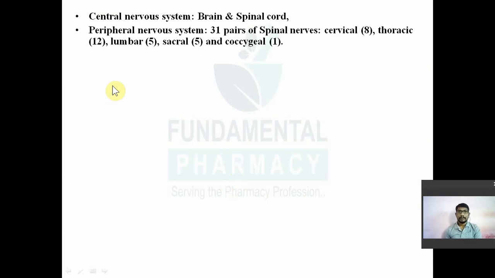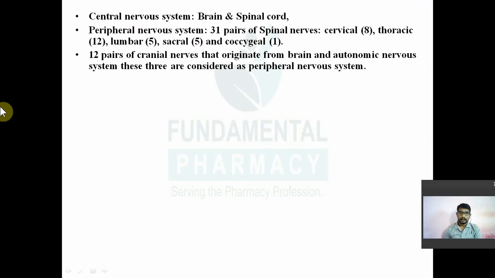Central nervous system consists of the brain and spinal cord. The peripheral nervous system consists of different pairs of nerves. 31 pairs of spinal nerves. Out of those 31 pairs of spinal nerves, you have 8 cervical nerves, thoracic nerves are 12, lumbar are 5, sacral are 5, and coccygeal is 1. Remember this, okay? Cervical spinal nerve 8, thoracic 12, lumbar 5, sacral 5, and coccygeal 1.